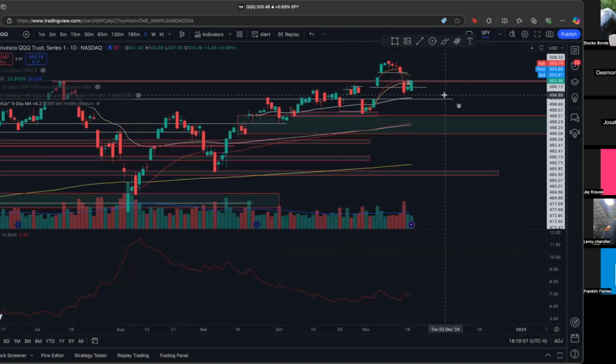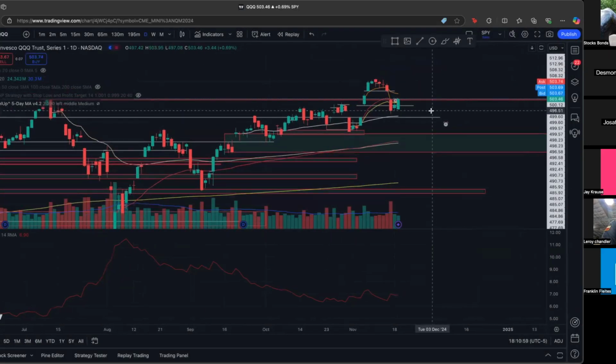Take QQQ, for instance. QQQ has an ATR of 6.90. What is the opening price of QQQ today? 497.50. So add this ATR to the opening price. What do you get? What's the expected range? 497.50 plus $6.90 gives us around 503.50-ish and change. What is the highest of QQQ today?